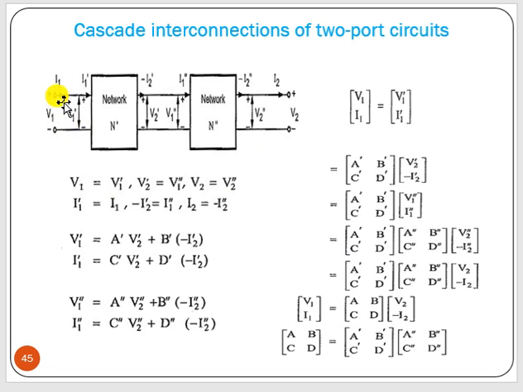Here V1 equals V1 dash, V2 dash equals V1 double dash, and V2 double dash equals V2. Similarly, I1 equals I1 dash, minus I2 dash equals I1 double dash, and I2 equals minus I2 double dash. So we can write these as two separate equations for the two separate networks. Now we have to write in terms of V1, I1 dash. V1, I1 dash is nothing but this particular equation, so you can write it here.